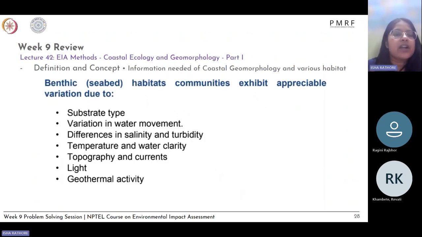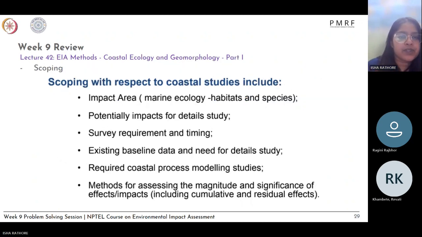And then we looked at how these species have variations because of the substrate type, the variation in the water movement, differences in the salinity and turbidity of water. These are again water parameters. Then temperature and water clarity, topography and currents, light, how much light goes into the water, the geothermal activity. All of these are information which you collect.